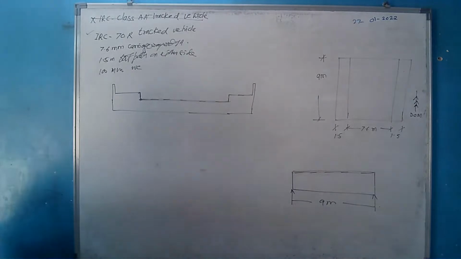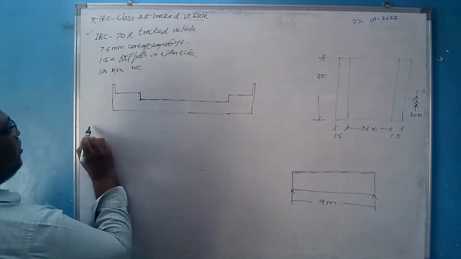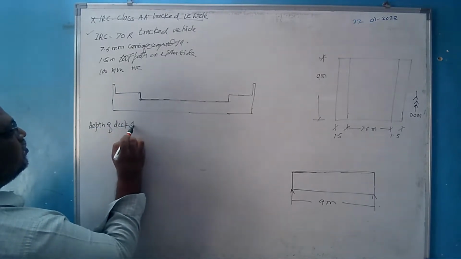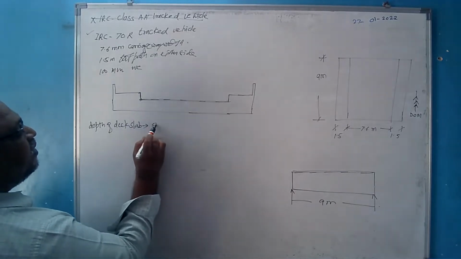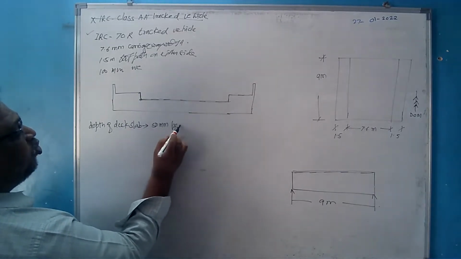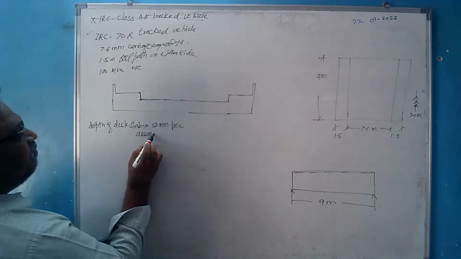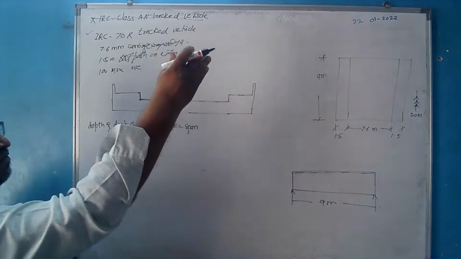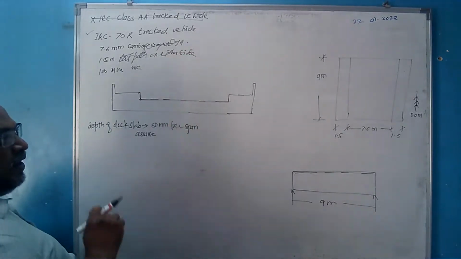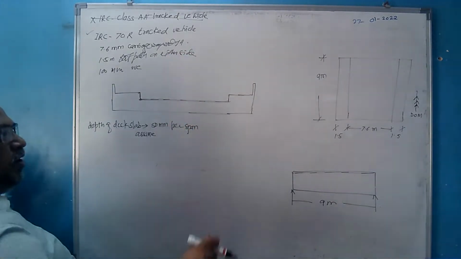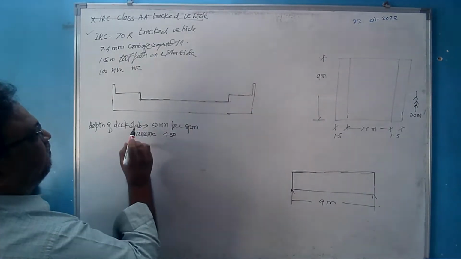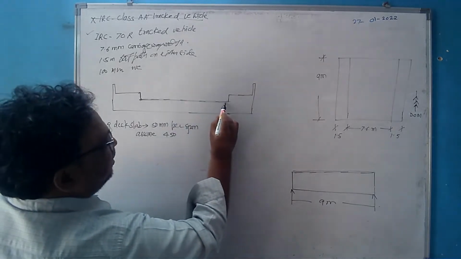ओके. अगर आपको याद रहेगा हमने शुरू कहां से किया था? हमने शुरू किया था डेप्थ ऑफ डेक स्लैब. कितना रहना चाहिए? 50 mm पर मीटर स्पैन. दिस इज अ वन वे स्लैब क्योंकि सपोर्ट दो एंड पर है. अदर टू आर नॉट सपोर्टेड. तो कितना हो जाएगा? 9 मीटर है. अगेन इट इज सेम 450. सो दिस डेप्थ इज 450.